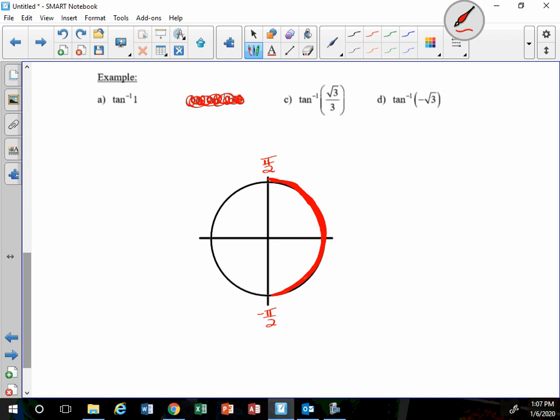Inverse tangent of 1. Remember tangent is y over x. From negative pi over 2 to positive pi over 2, where does tangent equal a positive 1? Do you know your trig values yet? Not pi over 2, pi over 4. We're skipping letter B because that one's not one you're going to have to do right now.